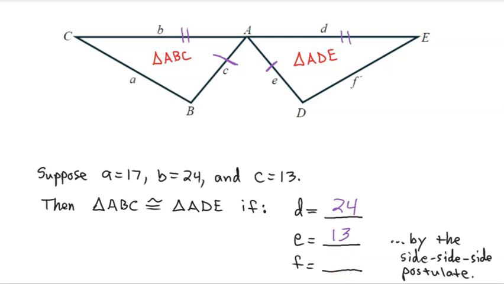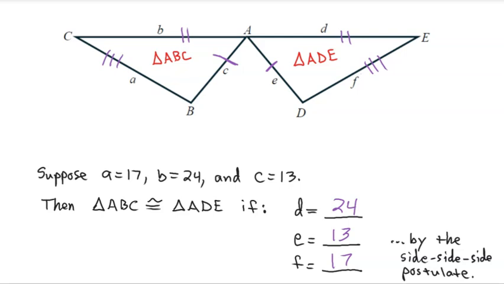Well, F looks like the longest side, and so does A. So if A is congruent to F, then we can show for sure that the two triangles are congruent. Well, A is equal to 17. So if F is also equal to 17, then F and A will be congruent. So we'll put a 17 here, okay?